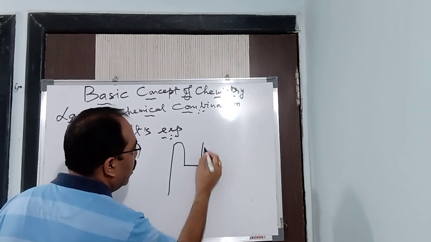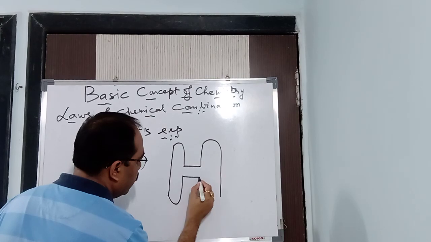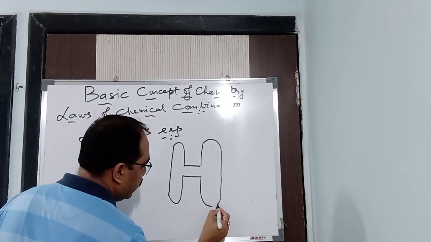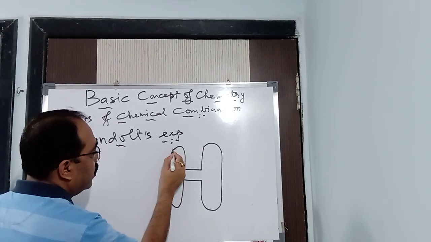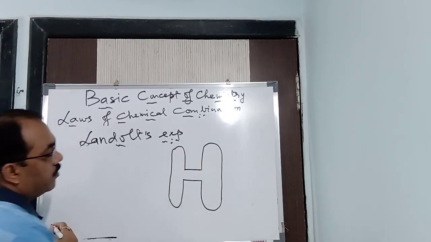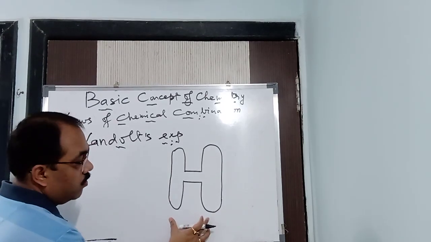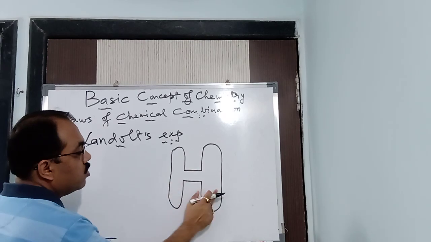A glass tube, you can see, I am drawing it here, which is H-shaped. This is also called an H-tube or Landolt's tube. Here you can see two limbs are there.